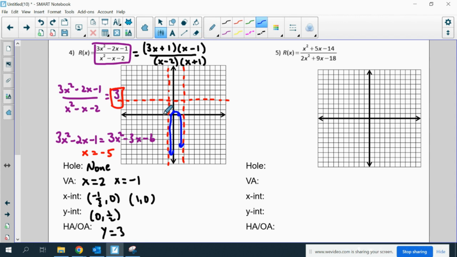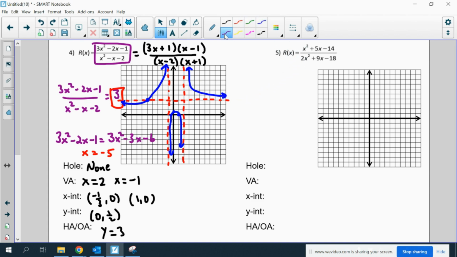So -5, comma 3 is actually a point on the graph. So it's going to hit this point and then come back up toward the horizontal asymptote. And over here, it never hits the horizontal asymptote. So this is kind of what my graph looks like.